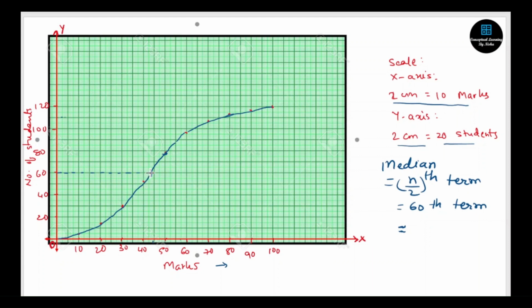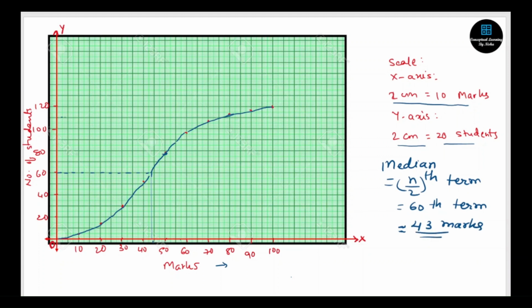The straight line, if I just go along with this, I'll get my median value, correct? If I read this, this is nothing but 40, this is half of that, so it is approximately 43 marks. Okay, so we'll get this value.